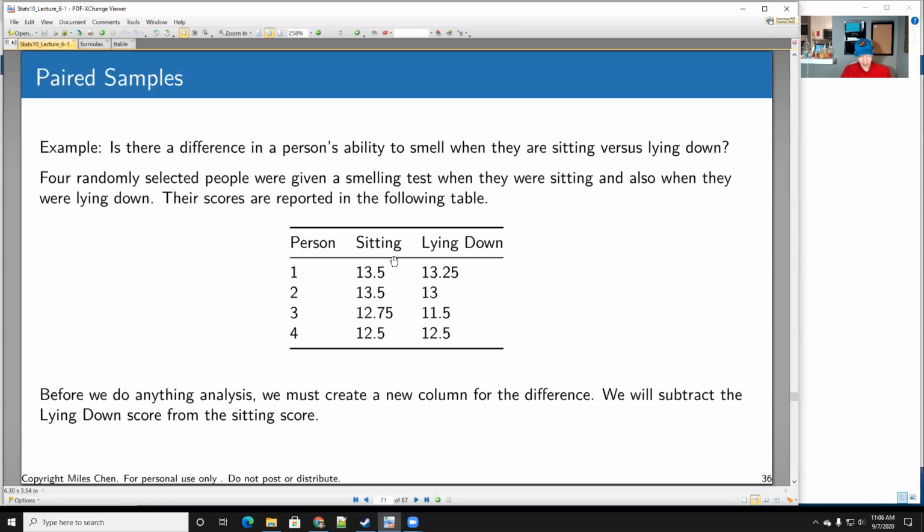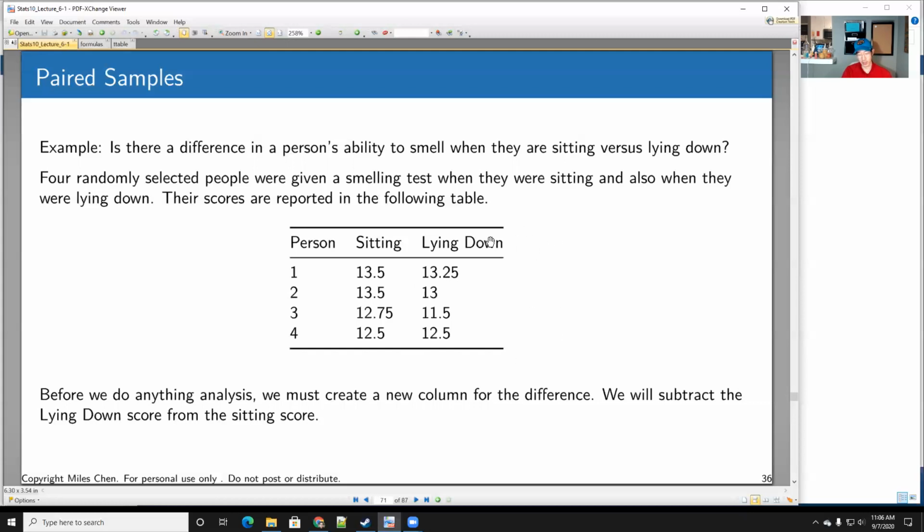So the same person is scored both sitting and lying down. It's not that we took 4 people and gave them sitting scores, and took 4 different people and gave them lying down scores. We have the same person producing the sitting and the lying down score. So what we have to do for this kind of analysis is create a new column. We're going to add a 3rd column for the difference.